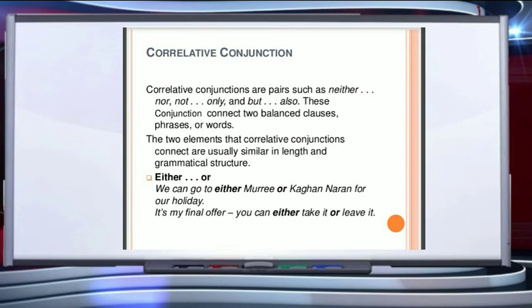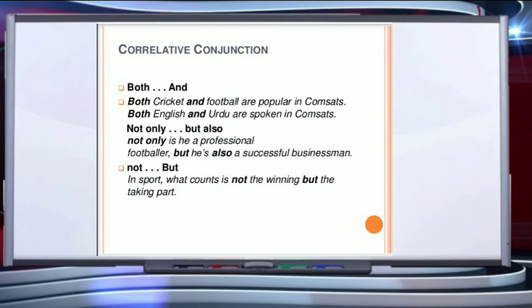Further examples are either or. We can go to either Murray or Caghan for a holiday. It's my final offer. You can either take it or leave it. So these conjunctions that occur in pairs are called correlative conjunctions. Children, let's study a few more examples of correlative conjunctions.